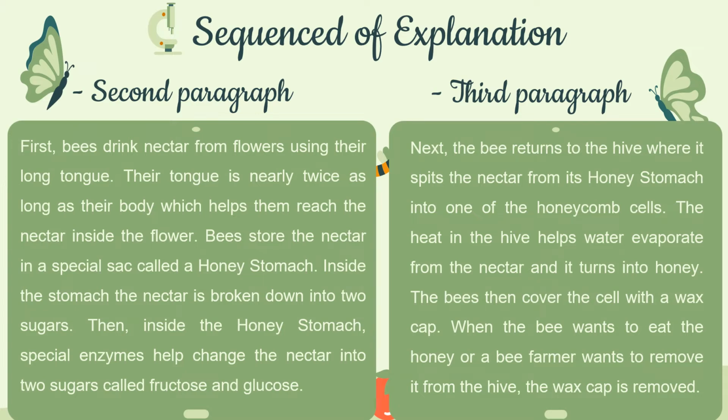The next part states a series of steps which explains the phenomena about how specifically the bees make honey. So first, bees drink nectar from flowers using their long tongue. Then bees store the nectar in a special sac called a honey stomach. Inside the honey stomach, special enzymes help change the nectar into two sugars called fructose and glucose. Next, the bee returns to the hive where it spits the nectar from its honey stomach into one of the honeycomb cells. The heat in the hive helps water evaporate from the nectar and it turns into honey.